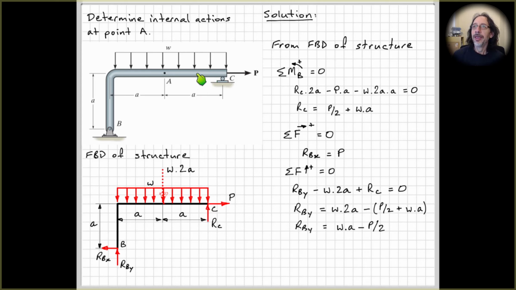Okay, so when we look at this section through here at A, you can imagine that you've got the right-hand side kind of, if you like, glued to the left-hand side. Not really, it's a continuous material, but you can imagine it as that. And then at that section, you've got the loads being generated. And they're the internal actions that we're trying to determine. Okay, so let's continue with the problem now.